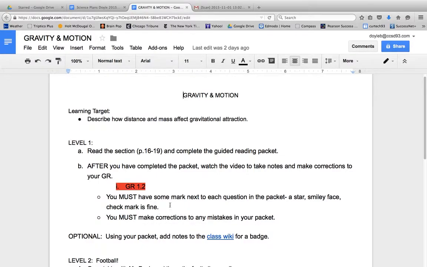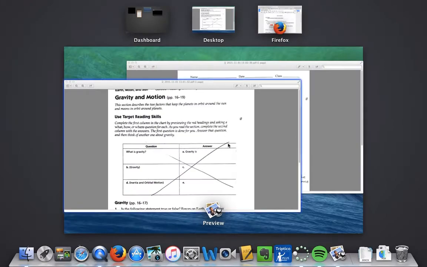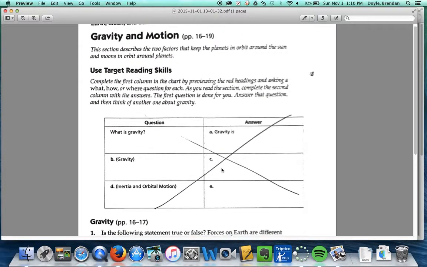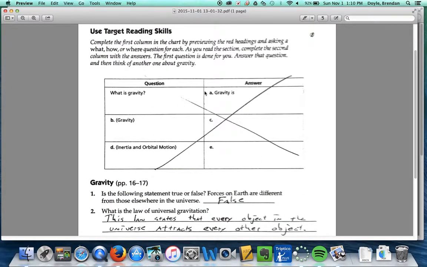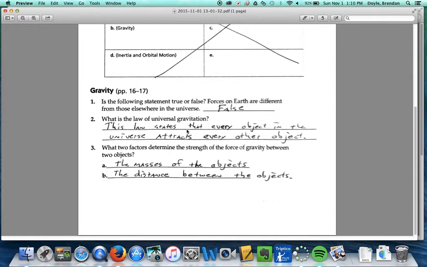Make sure you put a mark next to every question, and then add any notes to the class wiki. Again, the learning target, describe how distance and mass affect gravitational attraction. So let's get started on the correct answers for the guided reading. This first part we skip. We always skip these target reading skills.